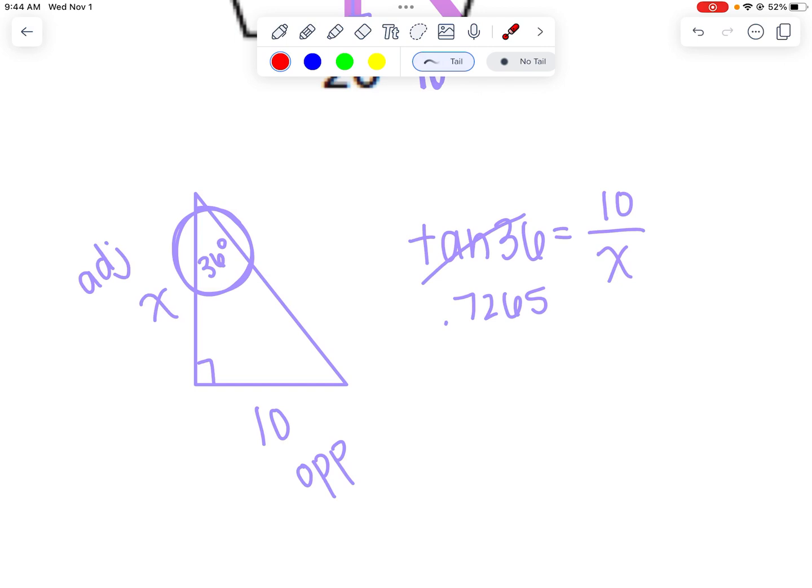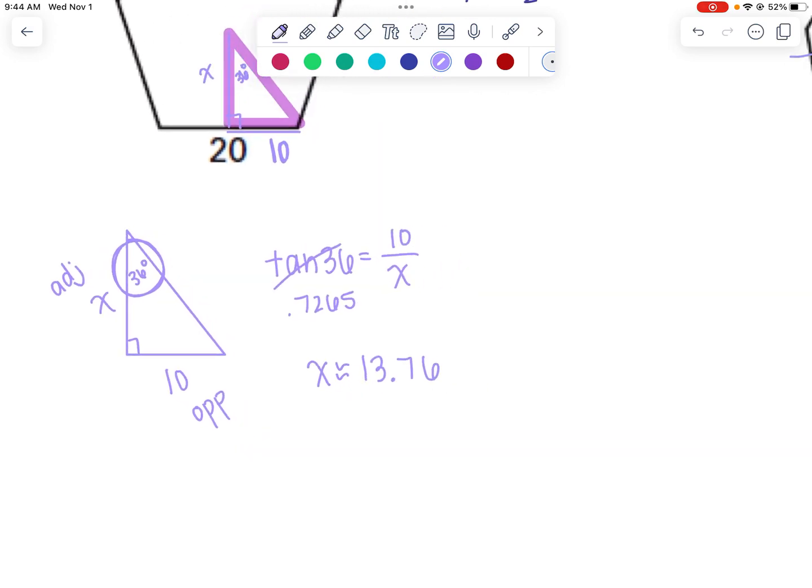If you don't have your pink paper, then you need to make sure that your calculator is in degree mode. And then you can do 10 divided by tangent 36, figuring out what that is. Or for those of you with your paper, 10 divided by 0.7265. Either way, we're going to get that x is about 13.76. And I'm going to go out 2 places, I don't want to round just yet.